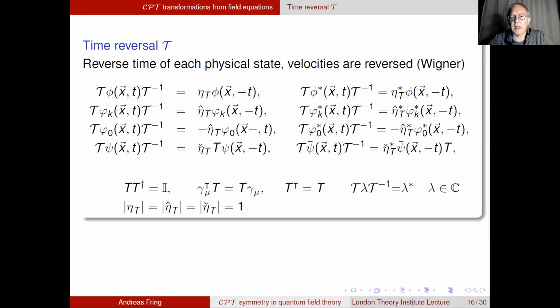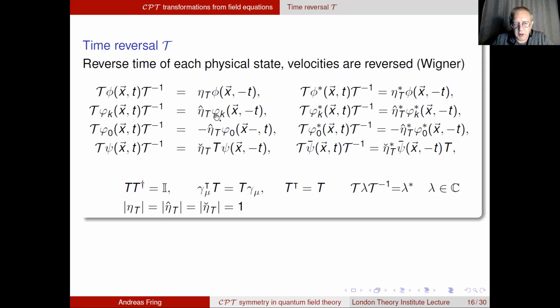Time reversal acts similarly. And what it means is it reverses all velocities. The idea was put forward first by Wigner in this way. And so for spin zero fields, it's straightforward. We just change the time in the phi field. In the conjugated field, we just change the time.